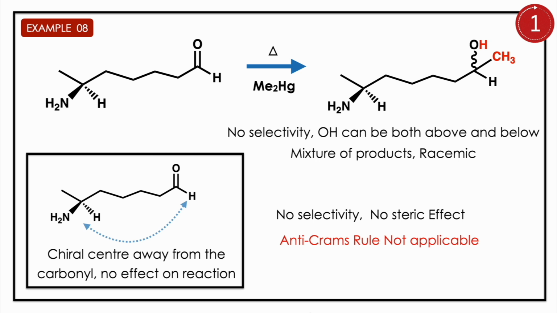No chelation, no anti-Cram's rule. So there is no selectivity. The product can be racemic. You will have a mixture of products. The concept you outlined here is that the chiral center should be on the alpha position. If it is very much away from the alpha position, you don't have any selectivity. Always you will get a mixture of products. The concept outlined here is that the alpha position should be chiral to get the anti-Cram's rule.